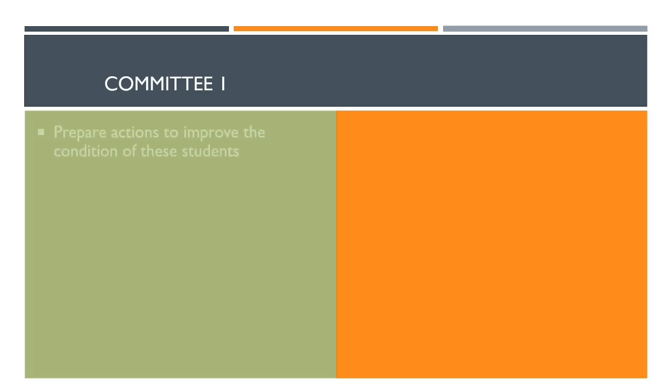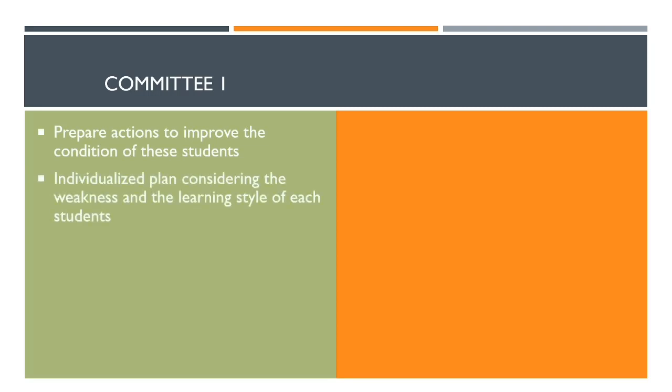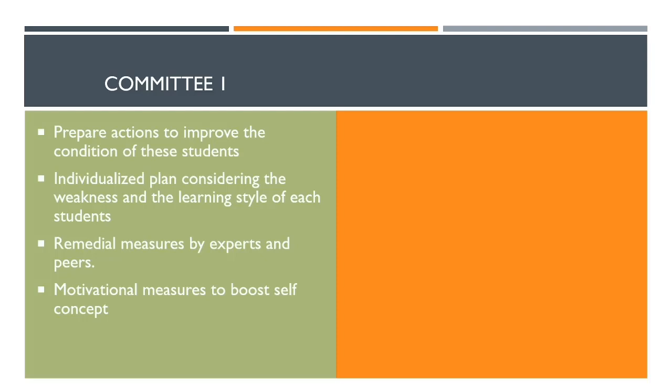The committee 1 was to prepare actions to improve the condition of these students. Individualized plan considering the weakness and the learning style of each student. Remedial measures by experts and peers. Motivational measures to boost self-concept. And use of technology to speed up their learning.